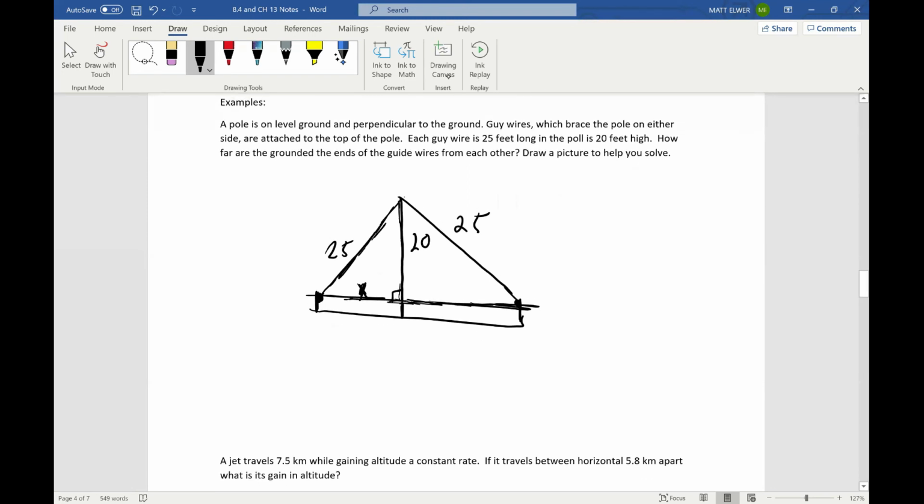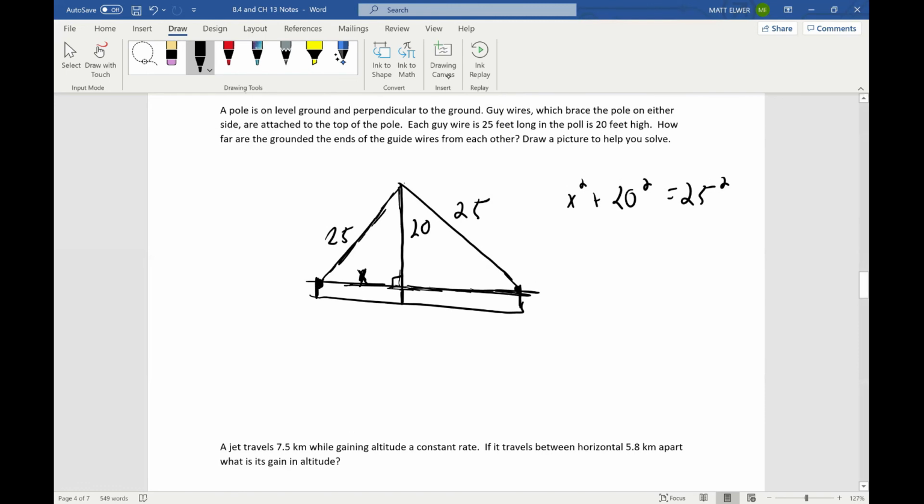So I'm going to say, well, we have x squared as one of our legs, plus we have 20 squared is the other leg, right, is going to equal 25 squared, which is the length of our hypotenuse. And we know it's the hypotenuse because it's the longest side, right? Okay, so now that we've done that, the next thing that we can do is start simplifying this, right?